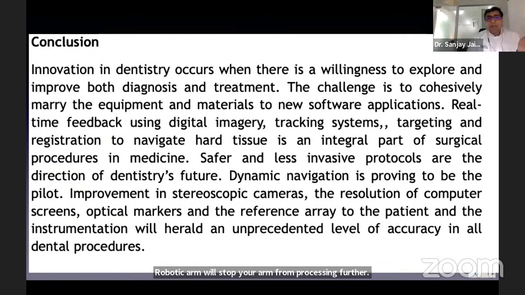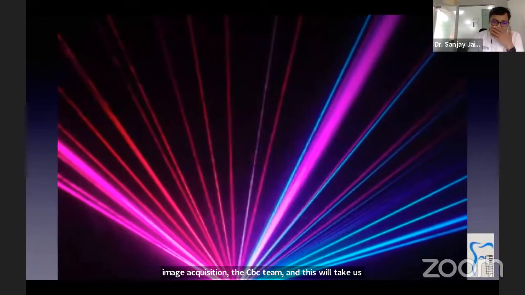And I believe that dynamic navigation is just a pilot in this. There's a lot of improvement that has to happen in stereoscopic cameras, the resolution of the screens, the image acquisition, and the CBCT, and this will take us to a level of far greater accuracy in our dental procedures.